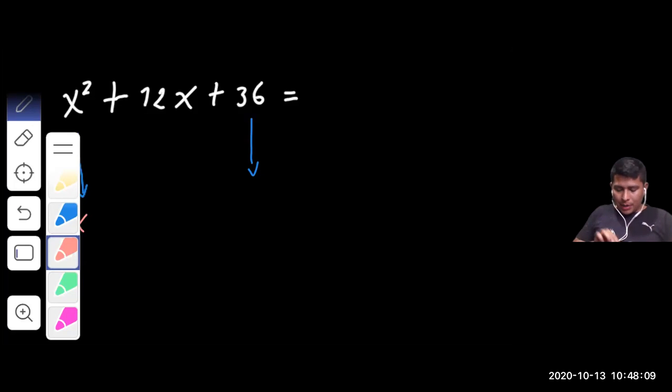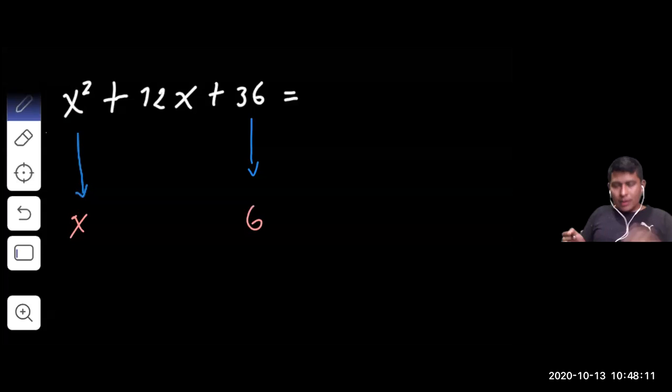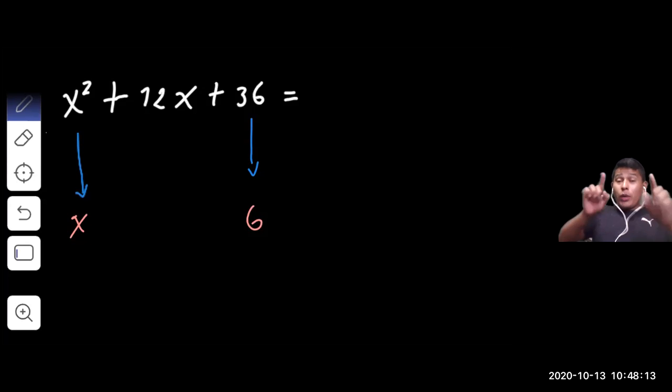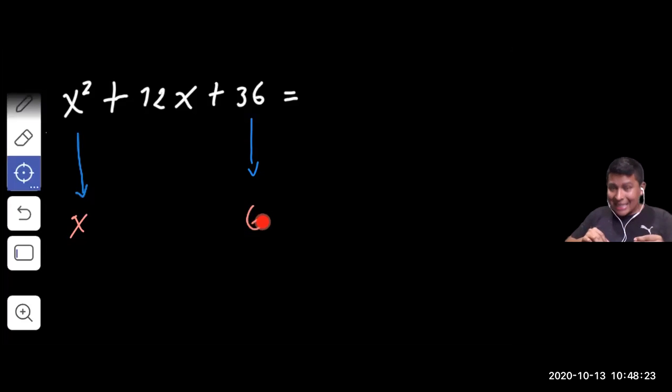You don't want to help me. 4 times 9. Okay, we can use 4 times 9. Perfect. But 4 and 9 are different. In this case, you only need to look for the same number. What is the same number? 6 times 6 is 36. Okay, the same number. 6 times 6 is 36.